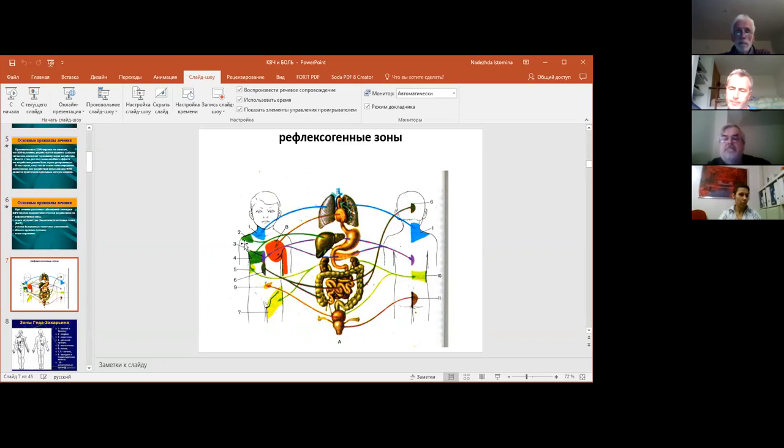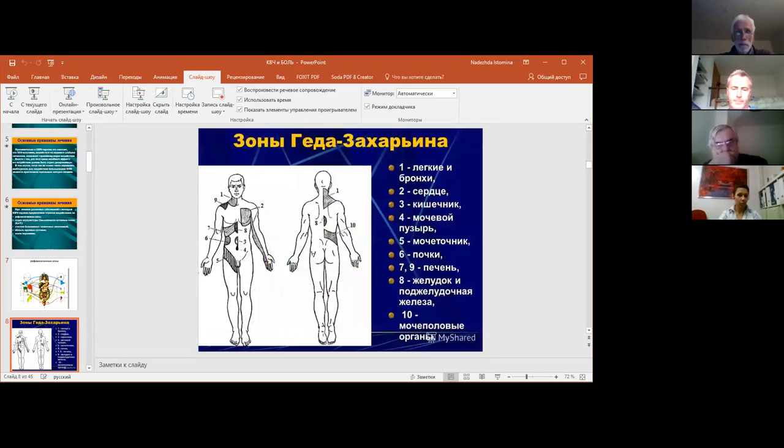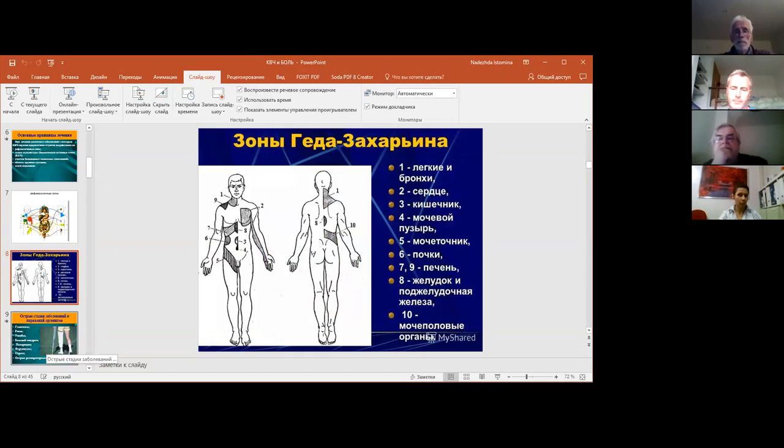So you can work with the biologically active points, which were mentioned by Dr. Zenke, but you can also work with whole biologically active zones.